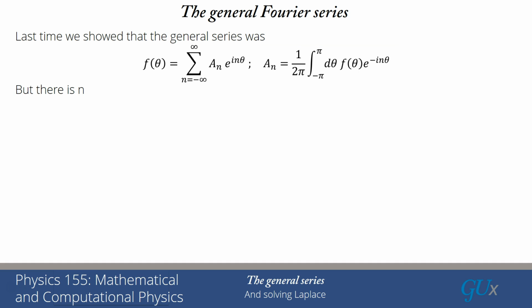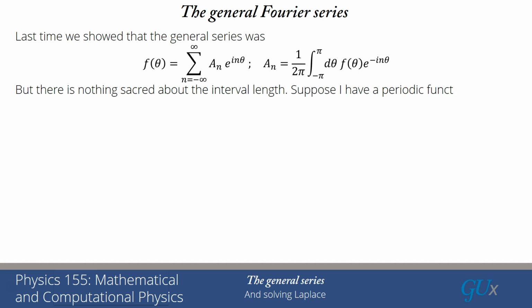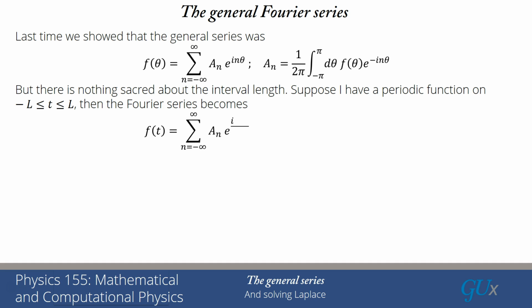Now, in the case that we were looking at, θ was the polar angle, and we were looking at functions on a circle, so there was a natural periodicity of 2π, but there's nothing sacred about that interval length.